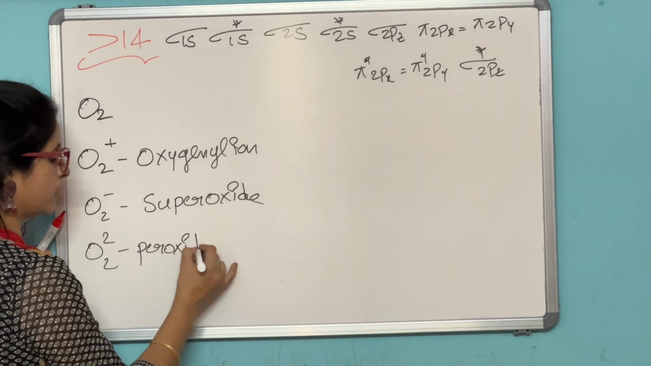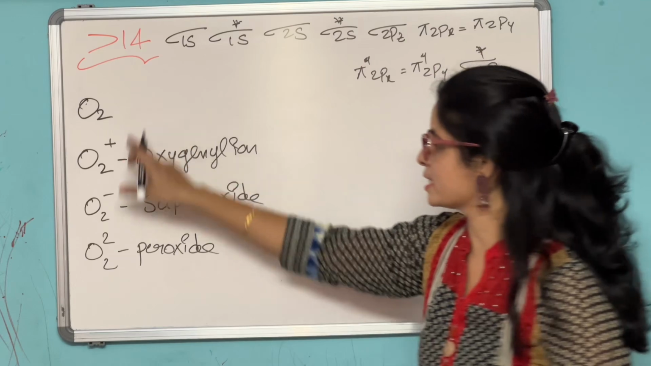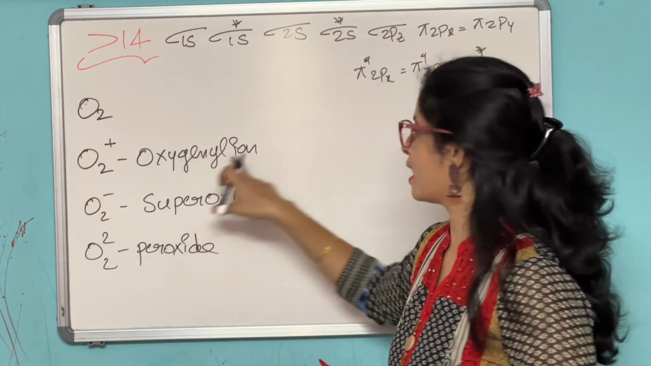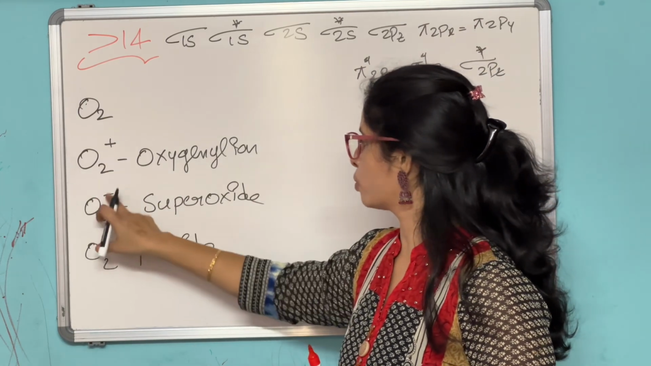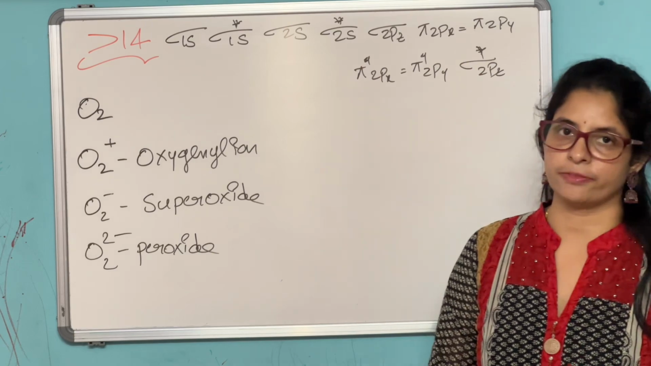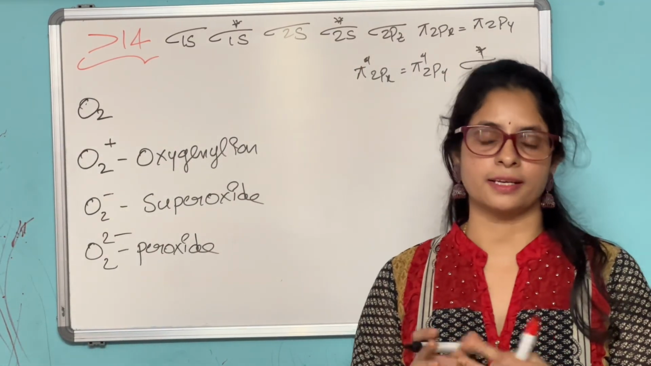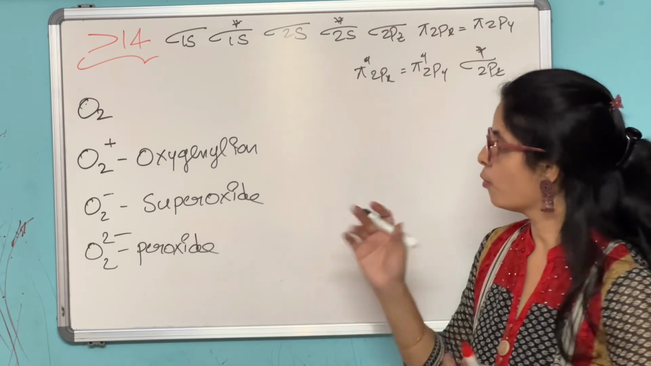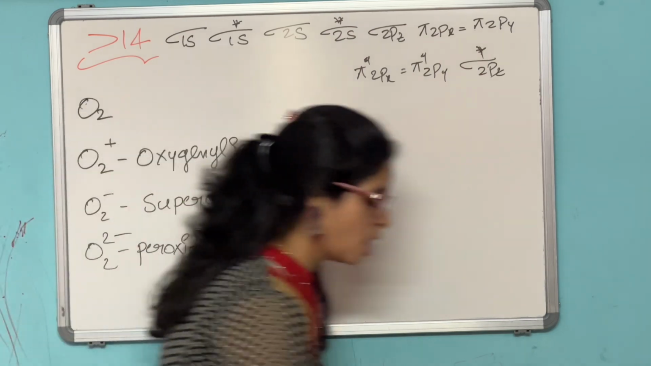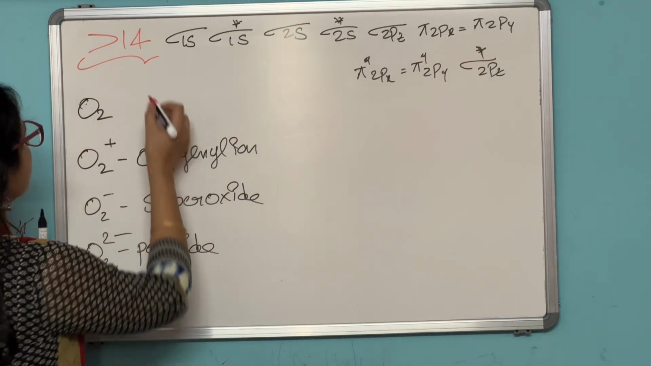Today we are going to discuss the stabilities of these oxygen species: oxygenyl ion O2 plus, O2 minus superoxide, and O2 2 minus peroxide. We are going to discuss the bond length, bond orders and magnetic natures one by one. First, we'll write the electronic configuration for oxygen.